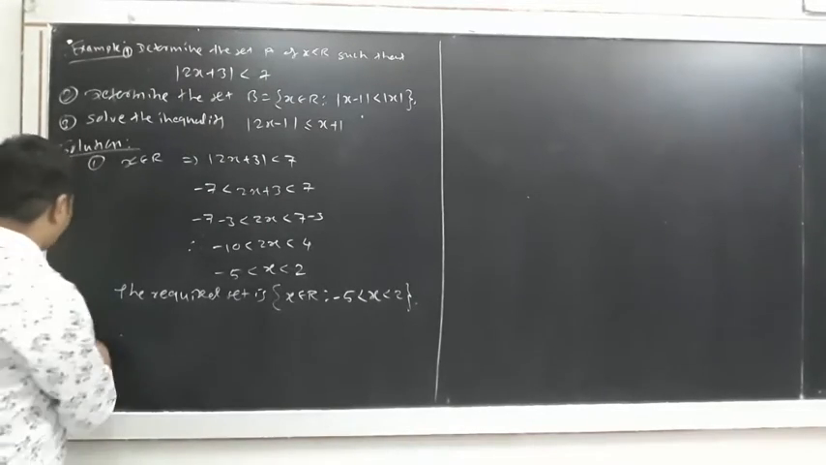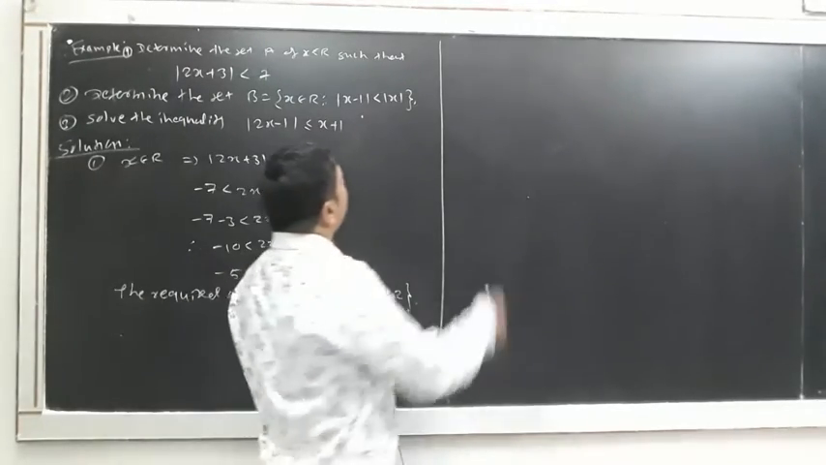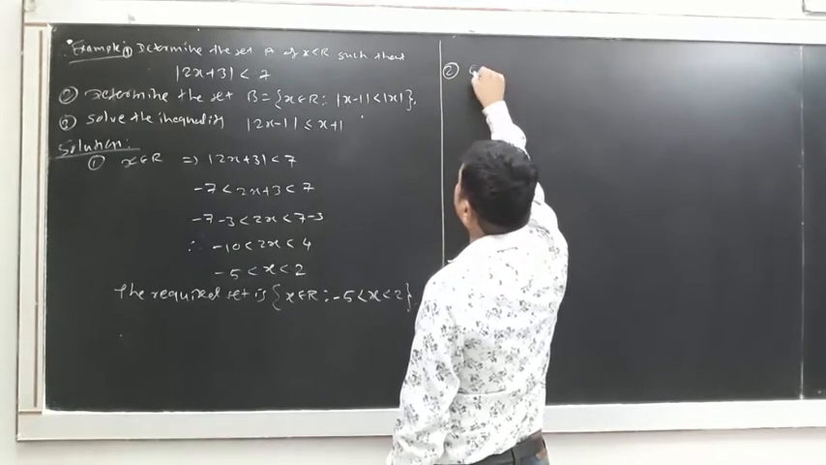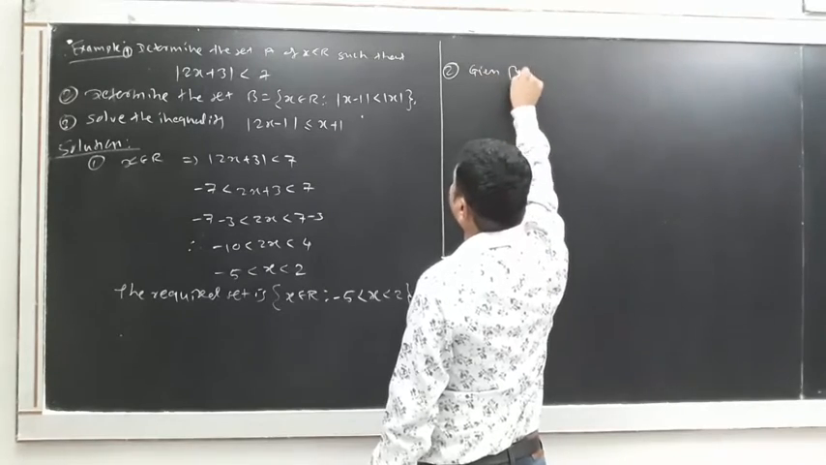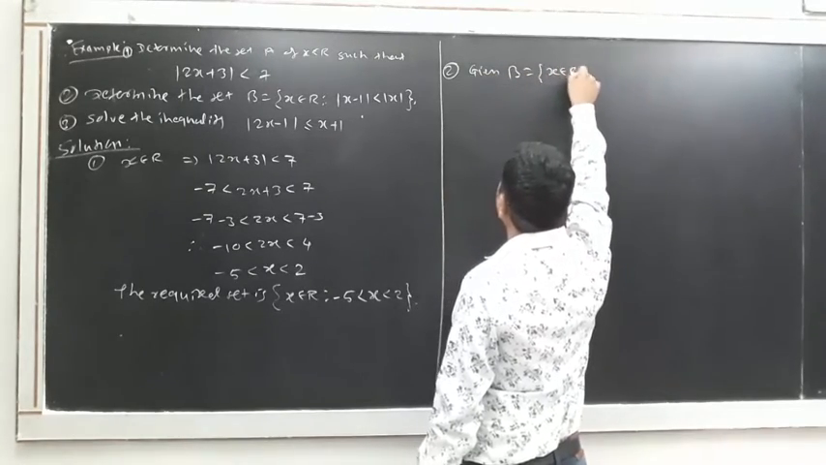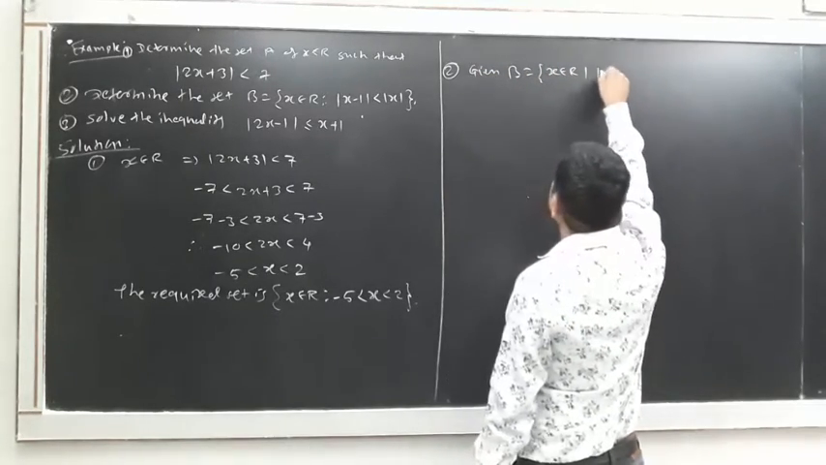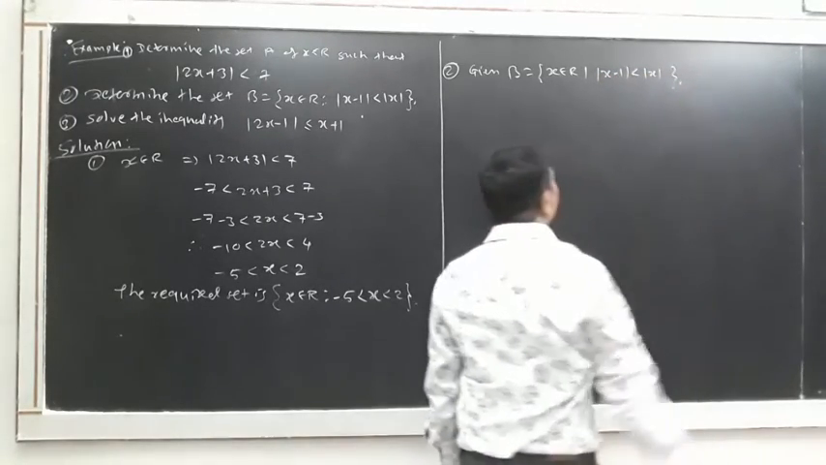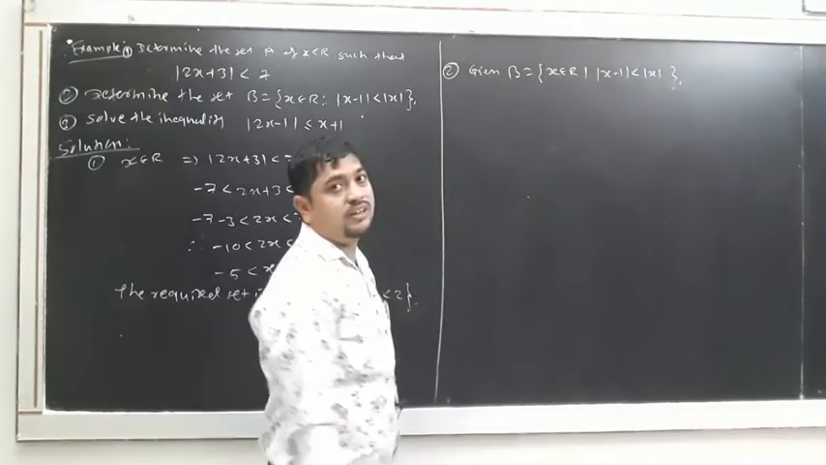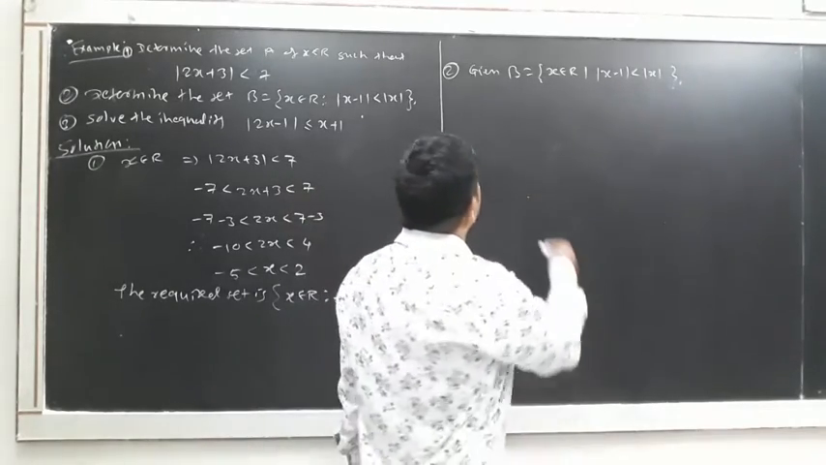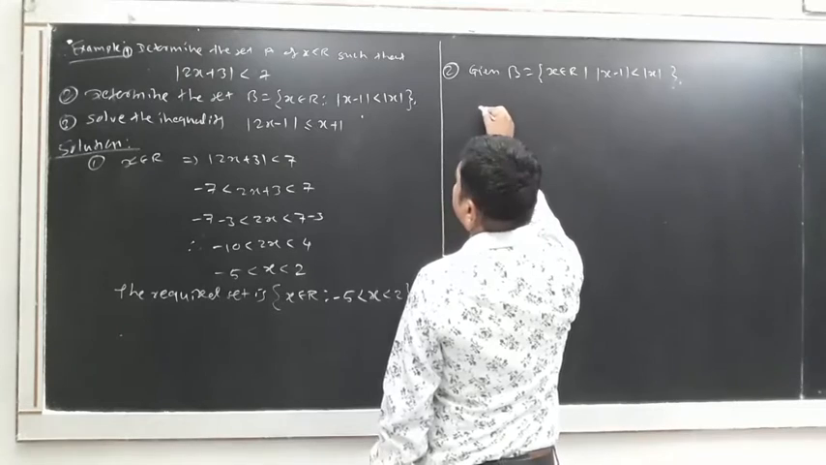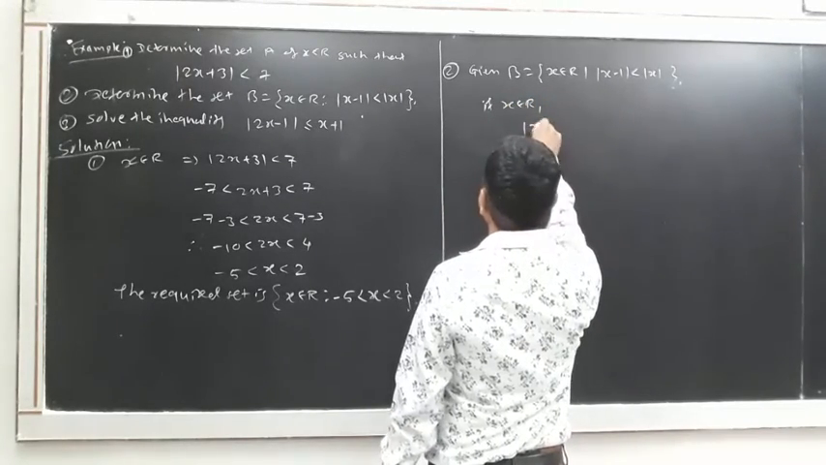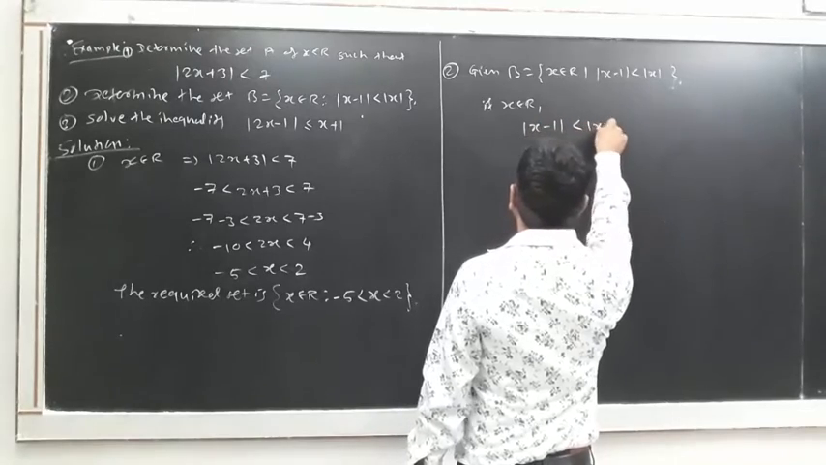Second problem we will solve. Determine the set B. B is the set of all x belonging to R such that mod of x minus 1 is less than mod x. You can use the above properties, or a different method is also there. So we will use the other method. If x belongs to R, then mod of x minus 1 is less than mod x.